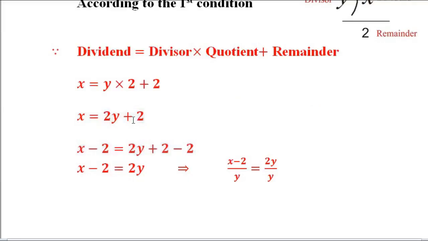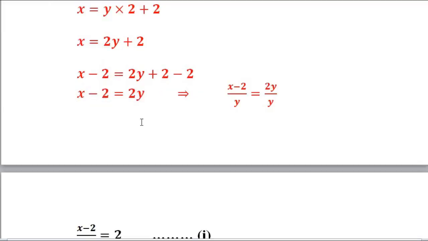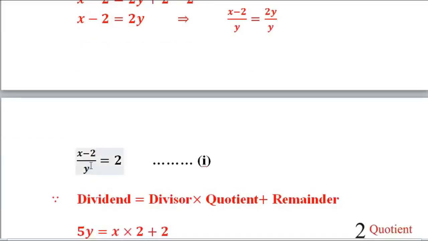Now, to eliminate positive 2 from the right side, I'll subtract 2 from both sides. We get x minus 2 equals 2y plus 2 minus 2. Since positive 2 minus 2 is 0, we get x minus 2 equals 2y. Further, if we divide both sides by y, we get (x minus 2) upon y equals 2. This is the equation form of the first statement, which states that if the larger number is divided by the smaller number, both the quotient and the remainder are equal to 2.